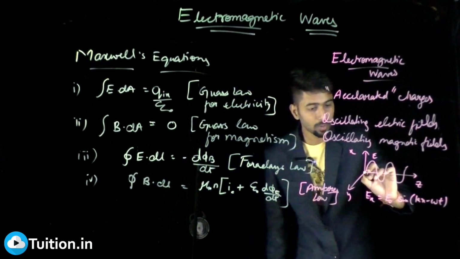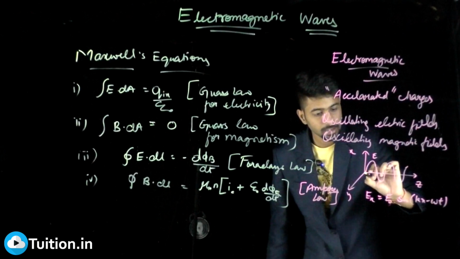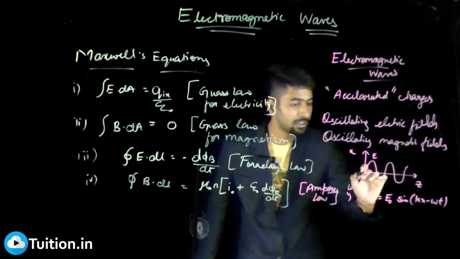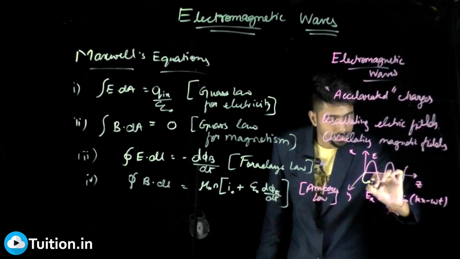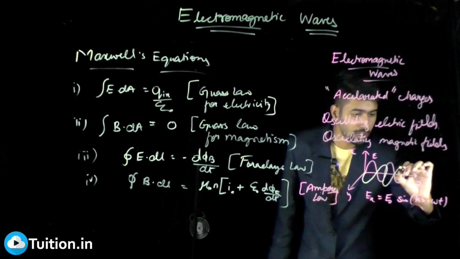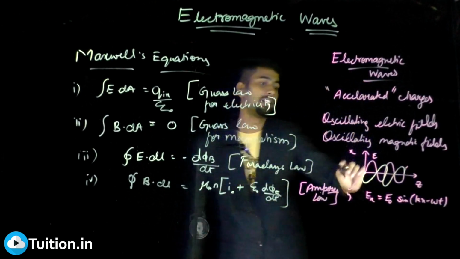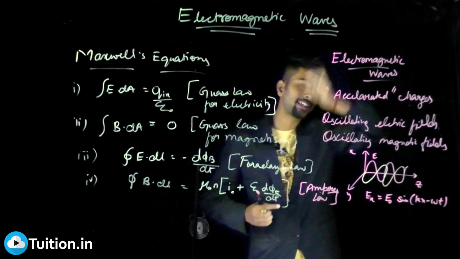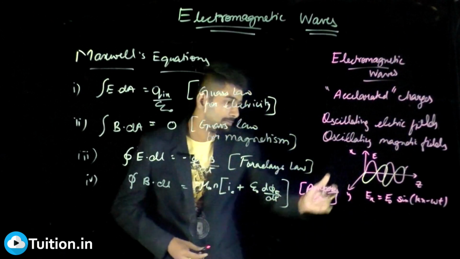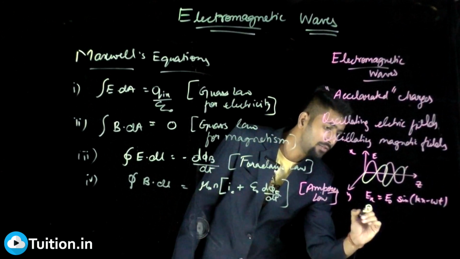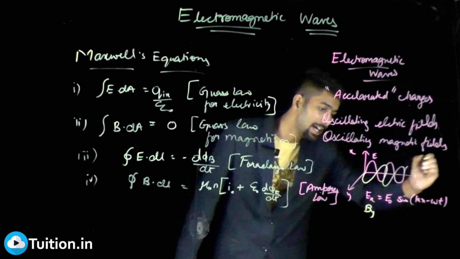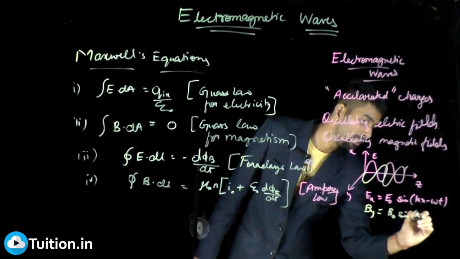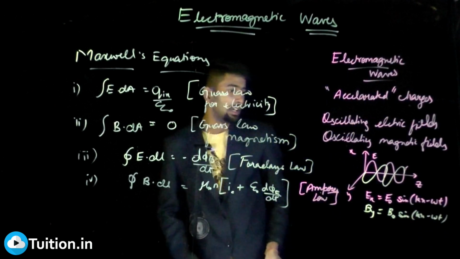In turn, these oscillating electric fields give rise to oscillating magnetic fields, and your oscillating magnetic fields oscillate in a plane which is perpendicular to the electric field. So the electric field is oscillating about the x-axis like this, and then the magnetic field, which is along your y direction, you can write as B naught times sine of kx minus omega t. So everything is the same.